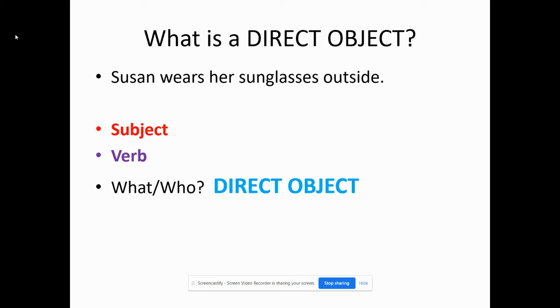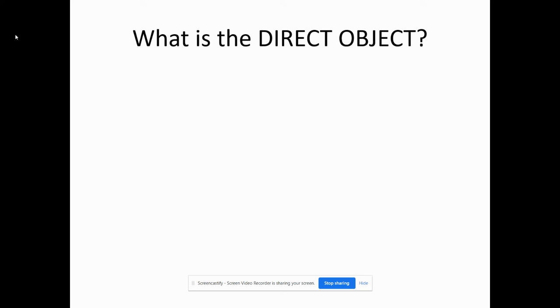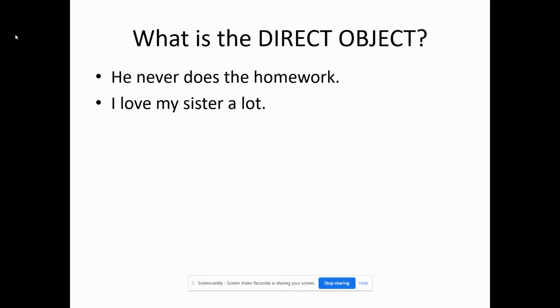So in that Susan wears her sunglasses outside, I find my subject, Susan, my verb, wears. I say Susan wears what? Sunglasses, right? That's my direct object. That's the direct object. So in these sentences, let's see if we can find what the direct object in the sentence is. He never does the homework. He does what? Homework, right? That's the direct object in that sentence.